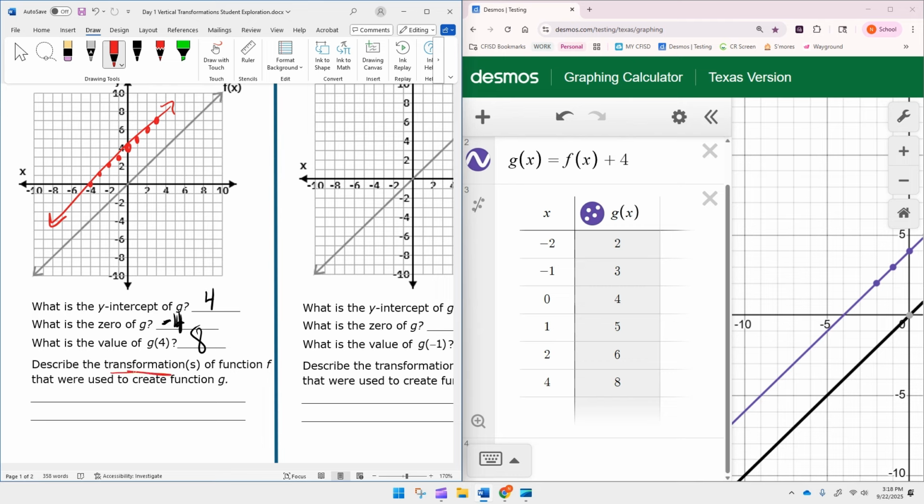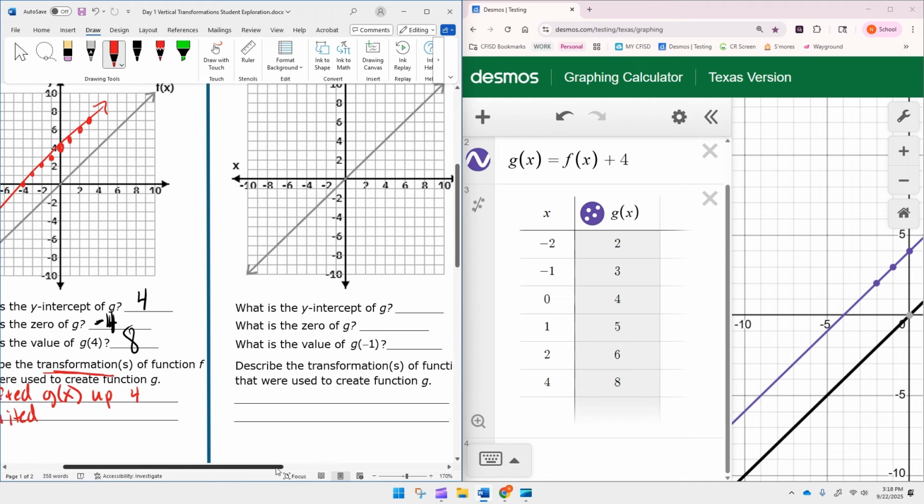Now we're going to describe the transformation. What's different? We shifted f of x to g of x up 4 units. You can also say vertically up. Now we've answered the first question.